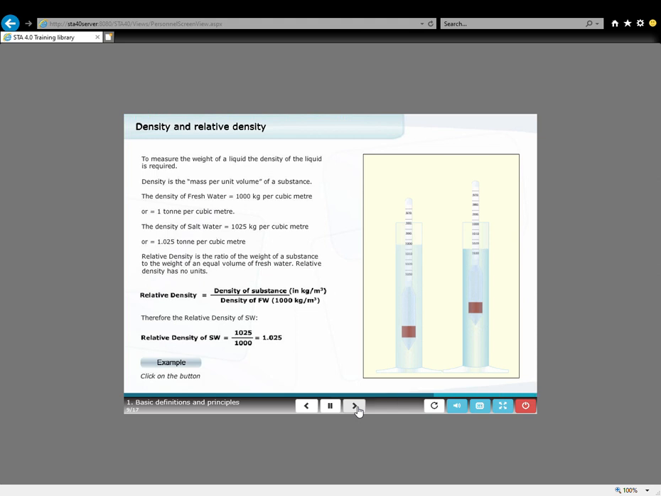Relative density is the ratio of the weight of a substance to the weight of an equal volume of fresh water. Since it is a ratio, relative density has no units. If the volume of 1 cubic metre is considered, then the relative density of a substance is the ratio of the weight of the substance to a weight of 1 ton.